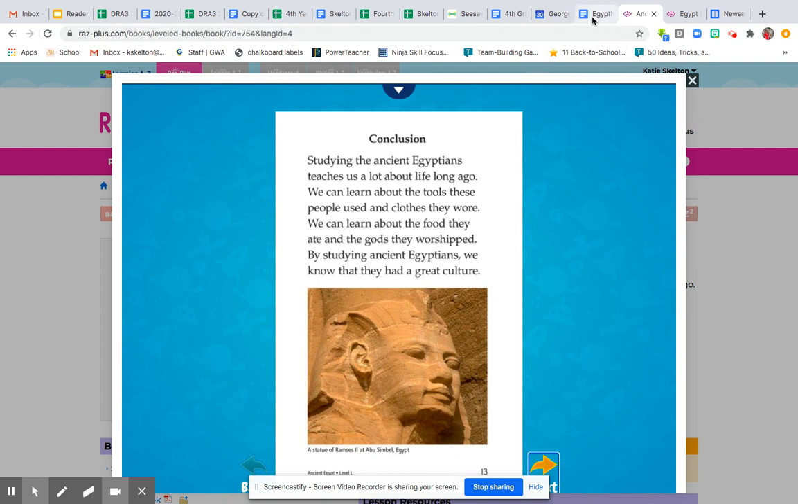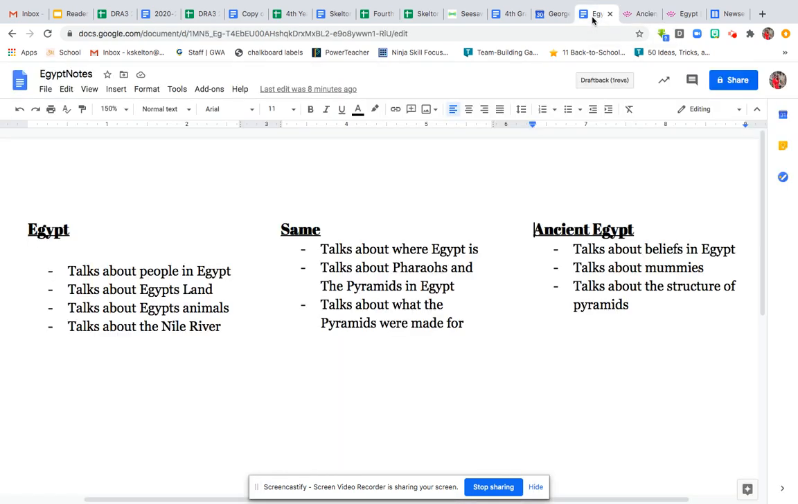So as a reader, I already know some things that are similar and some things that are different. Now, what I should be doing as a reader is taking notes. I already did this just to give you an example, but I have one text here about Egypt. I have my other text here about ancient Egypt, and then I have things that are the same about both of them. Now, you can use a Venn diagram where you draw the circles and the outside parts tell you what's different and the middle tells you what's the same. Or you can take notes just like this, whatever is easiest for you as a reader.